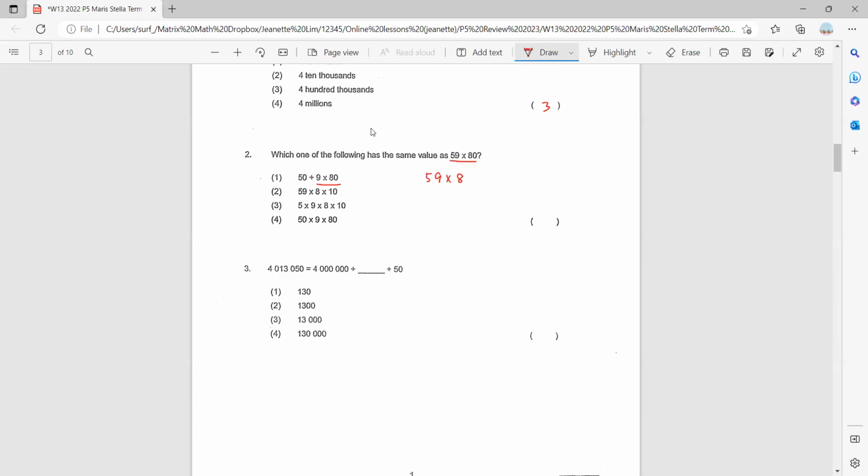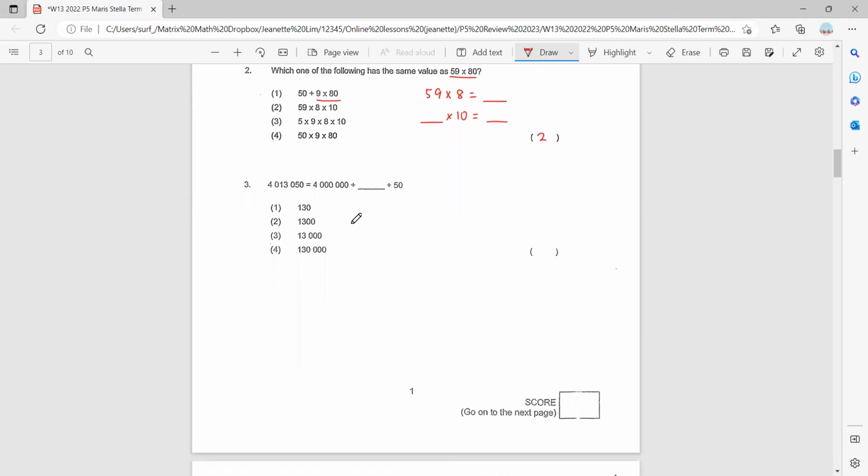To get this, I can actually do this to get the answer, and I'll take the answer and I'll times 10. So it's actually 2. 3 is obviously wrong. To get 59 is not 5 times 9, so I cannot take 5 times 9 and then times the 80. 4 is also wrong because 59 is not 50 times 9.